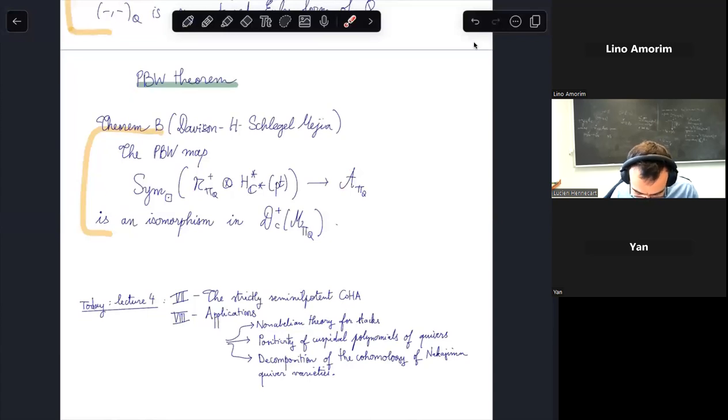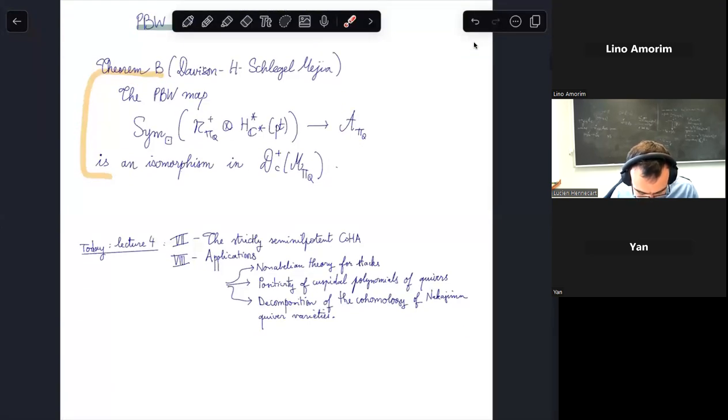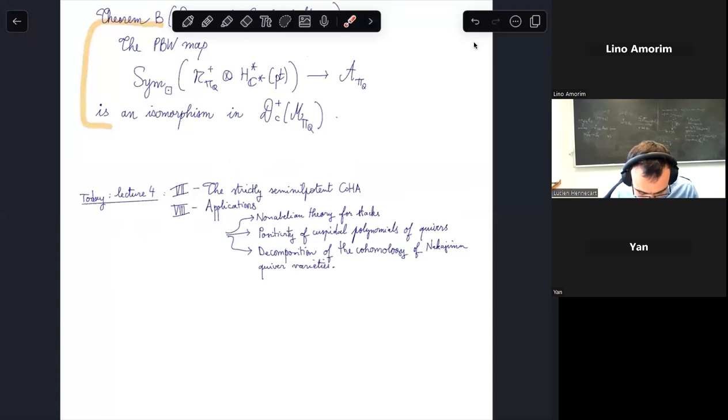Okay, so the plan for today is to explain a little bit what is the strictly semi-nilpotent cohomological Hall algebra. I tried to convey the idea yesterday that it plays an important role to prove theorem A above. And it's also quite interesting in itself. And then I would like to explain to you some possible applications of this structural result.